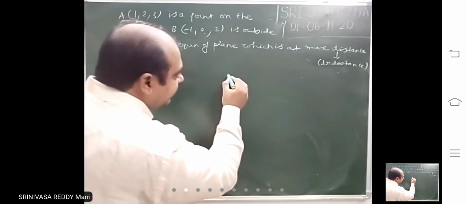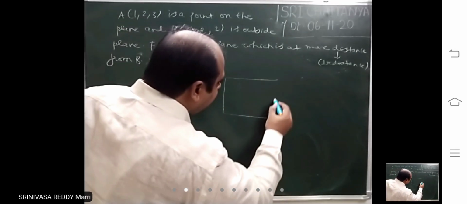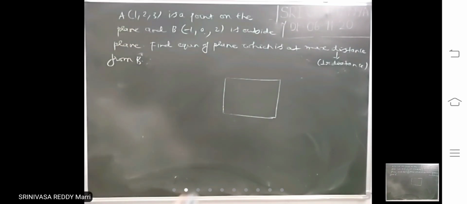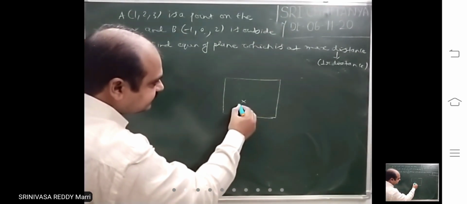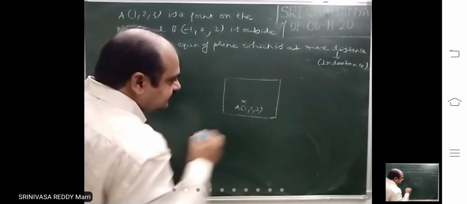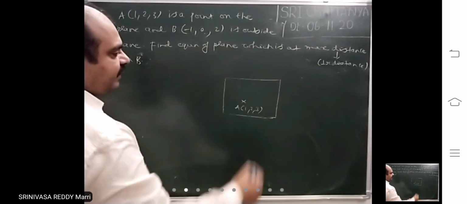So there is a point. You want a plane on which A lies. Look here, on which A lies. He is telling that B is an outside point.